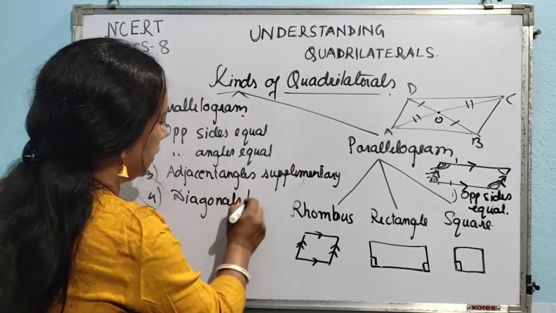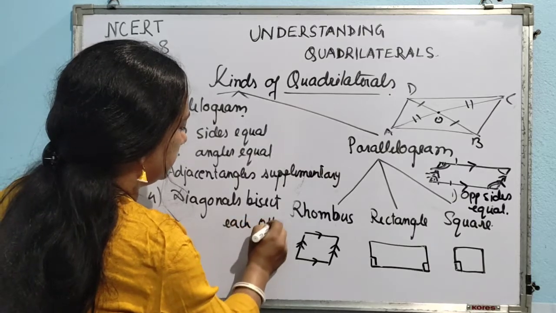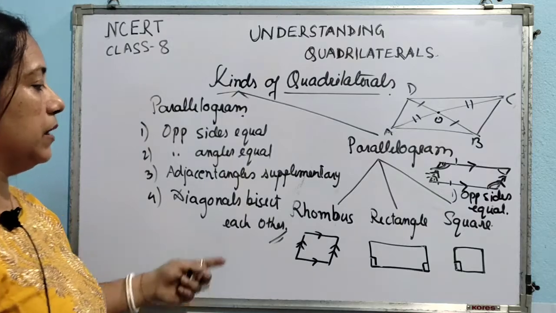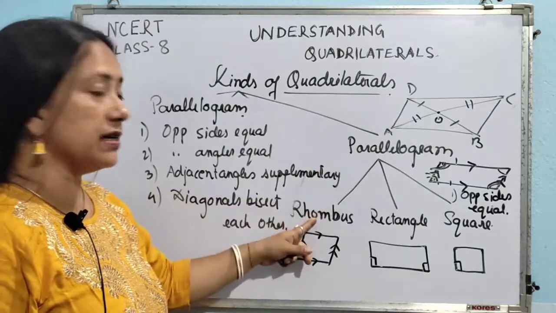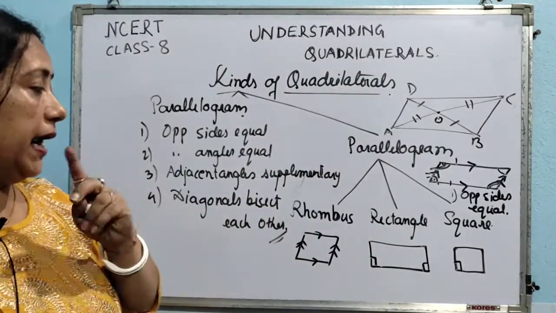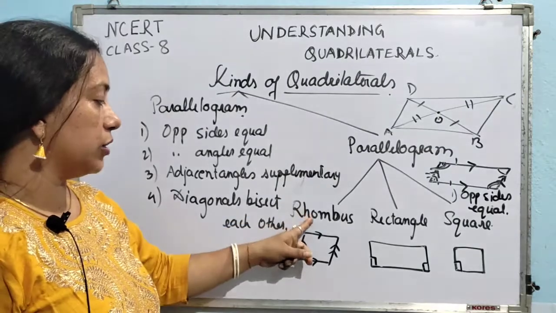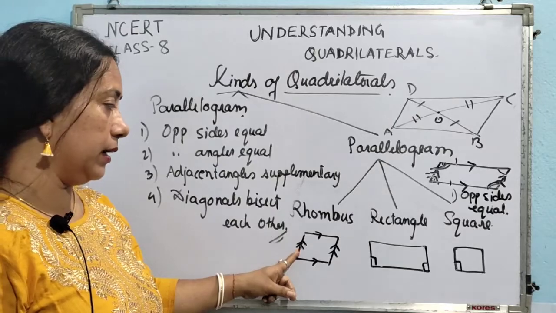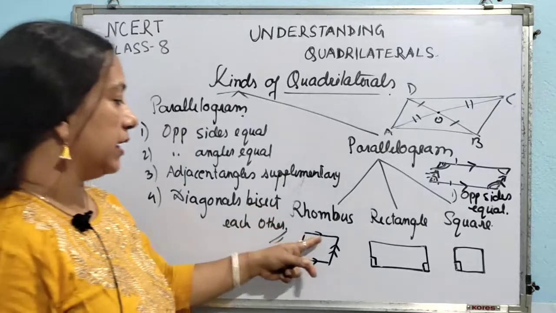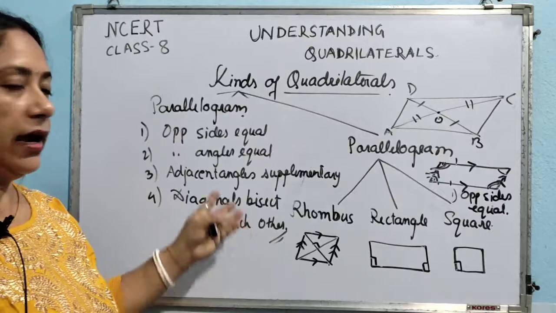Diagonals bisect each other. Okay, so these are the properties of a parallelogram. Now coming to the rhombus, since it is a parallelogram, it will be holding all the properties of a parallelogram with some additional points. In case of rhombus all the sides will be equal and the diagonals will be bisecting perpendicularly. Means in case of rhombus, when we draw the diagonals, they will be bisecting each other at 90 degree.